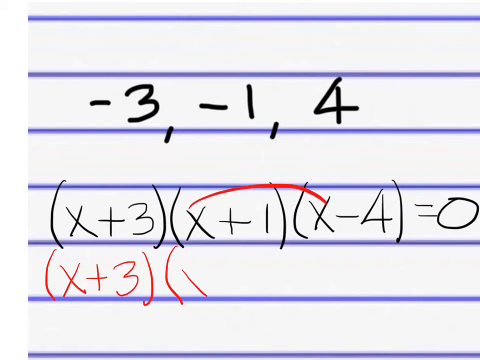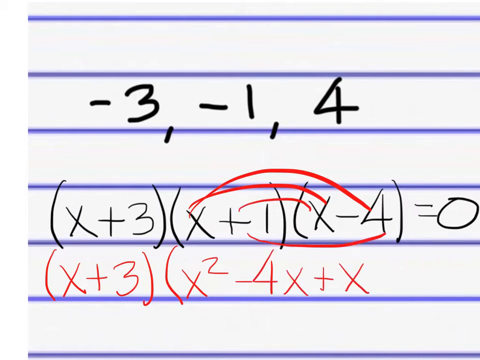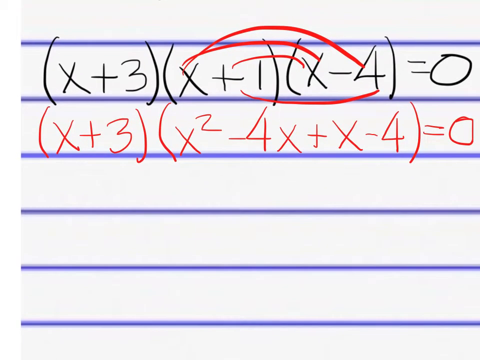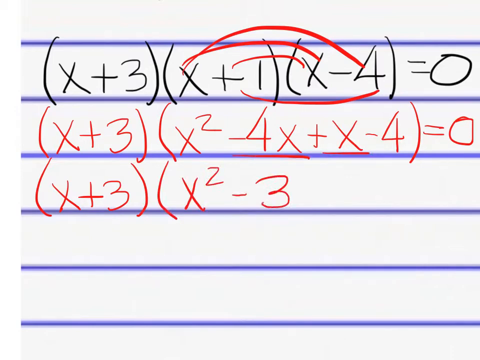x times x is x squared. x times minus 4 is minus 4x. 1 times x is x, and 1 times -4 is -4. Simplify. x squared minus 4x plus x is minus 3x. And now you still have one more multiplication to do. x plus 3 times the quantity of x squared minus 3x minus 4.